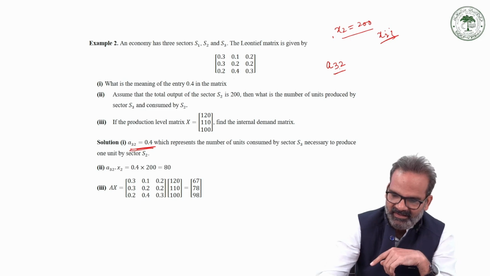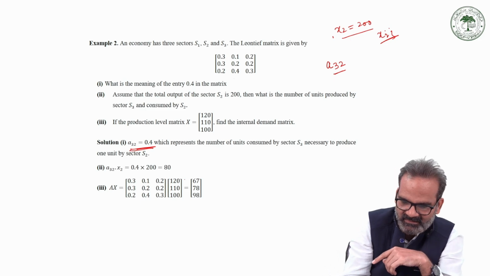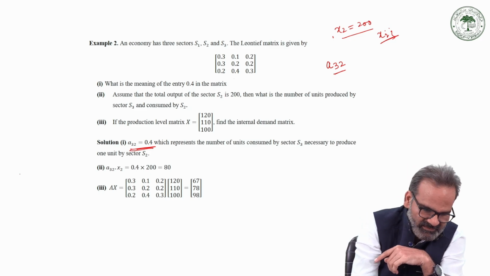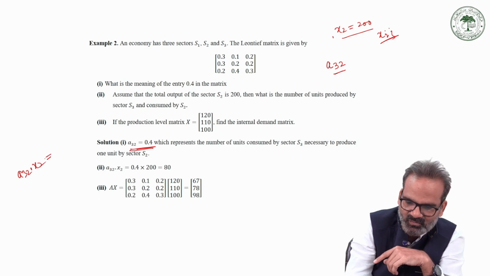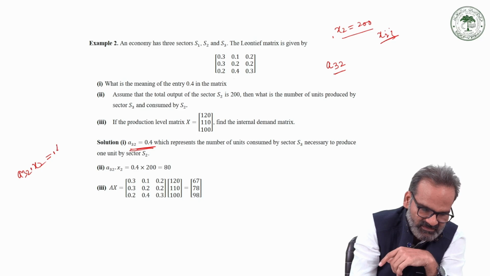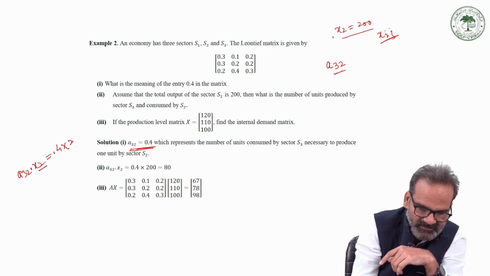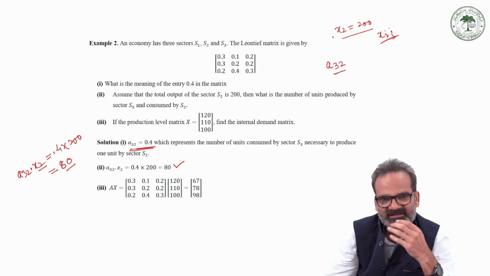So what do we want to calculate? We want to calculate the number of units, so we want to calculate A32 into X2. A31 is 0.2, A32 is 0.4. So this is 0.4 into X2, which is given as 200. So 200 into 0.4 you will get as 80. So this is 80 units.